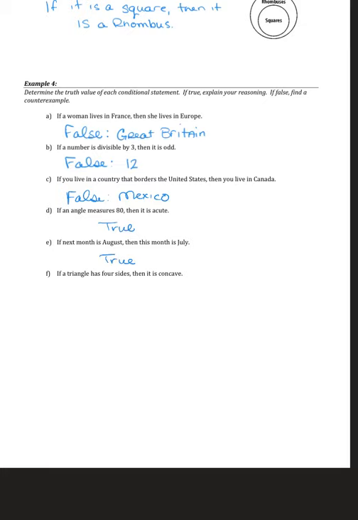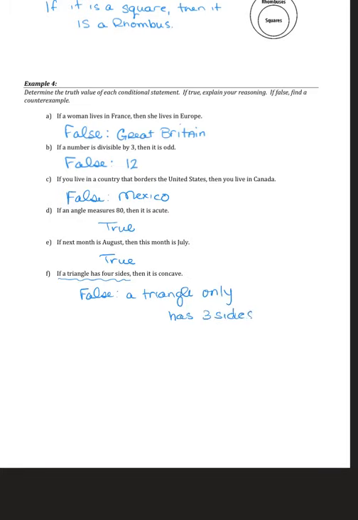If a triangle has 4 sides, then it is concave. Now, this one is a special sentence because the hypothesis is obviously false. A triangle cannot have 4 sides, thus this whole statement is false. And my reason is going to be a triangle only has 3 sides.